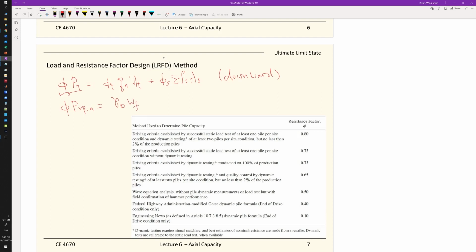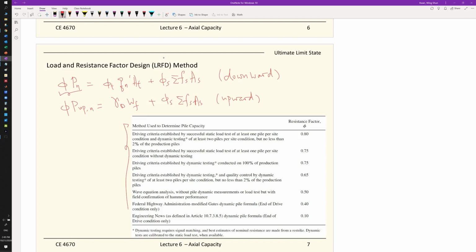So this is the weight of the drill shaft and the unit weight of the materials, and then times the weight, and then plus. So this is kind of like the correction factors, and then times the weight, and then again the side friction correction factors. So this is the upward.